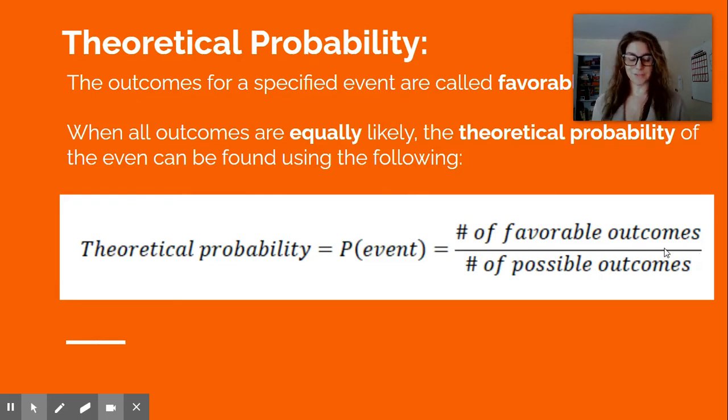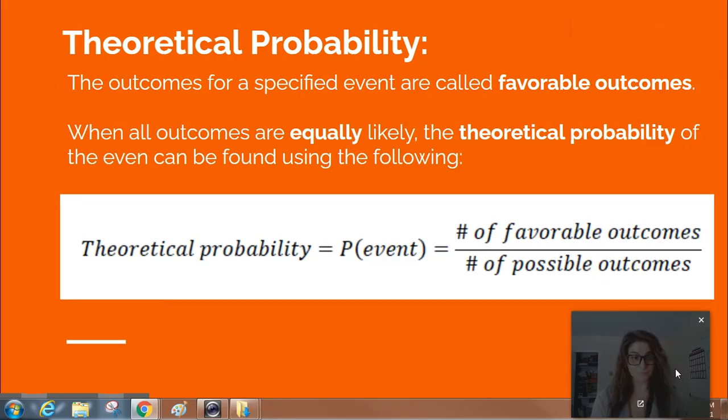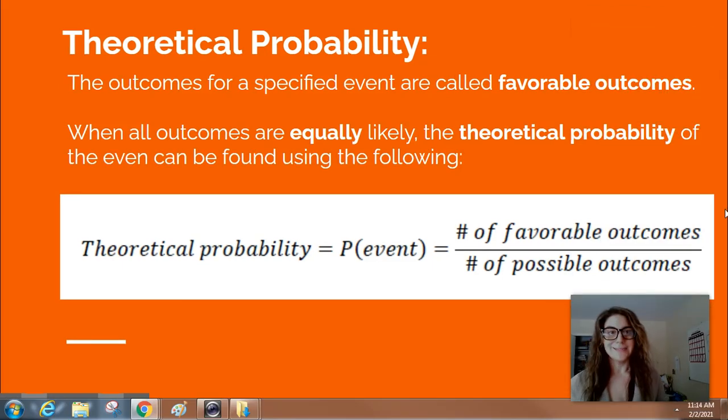Now, once we know sample space, we can start finding theoretical probability. So theoretical probability is when you're looking for a specific event of a favorable outcome. So when all things are equally likely to happen, meaning on a coin, it is equally likely to have heads versus tails. On a dice, it's equally likely to have 1, 2, 3, 4, 5, or 6. As long as we know how equally it will be, we can find the theoretical probability. It is the number of favorable outcomes out of the possible outcomes.